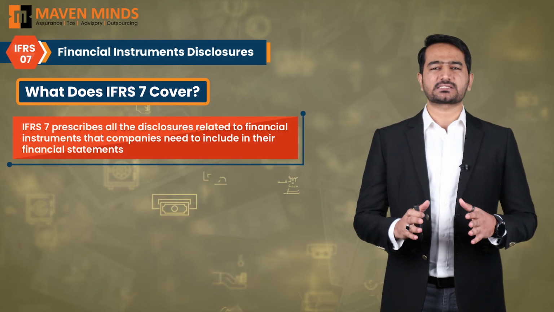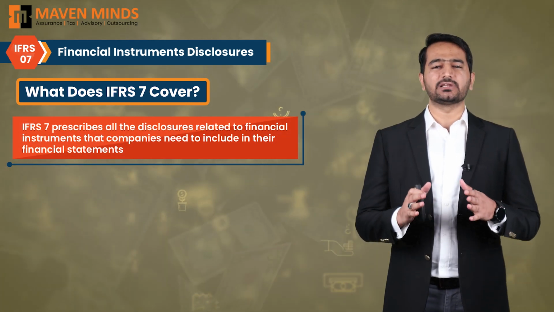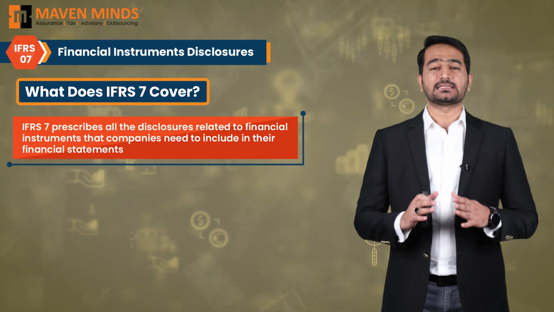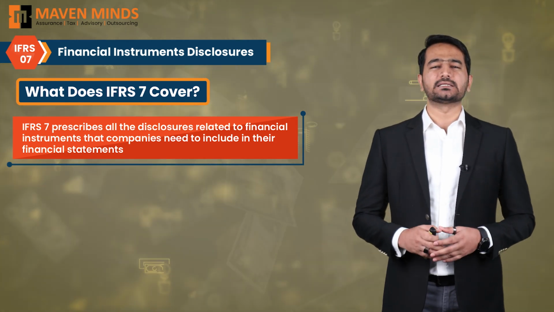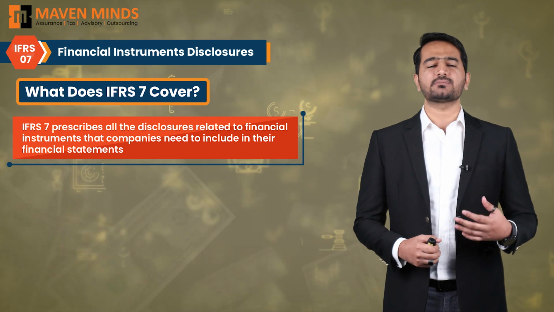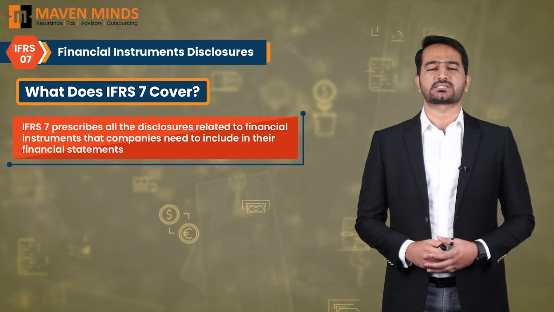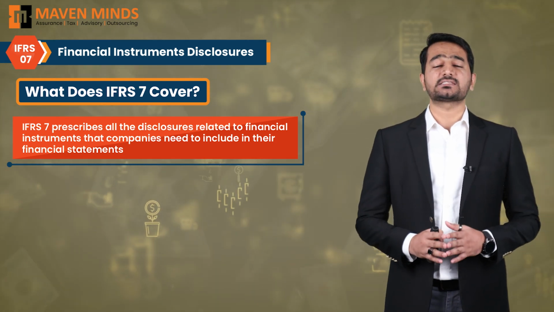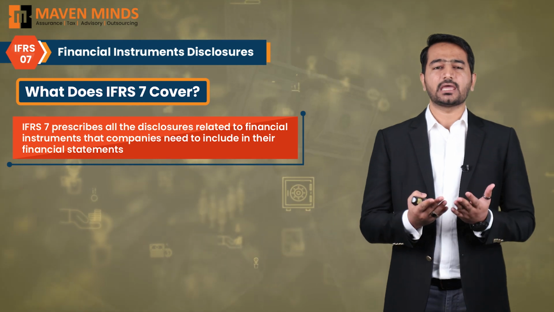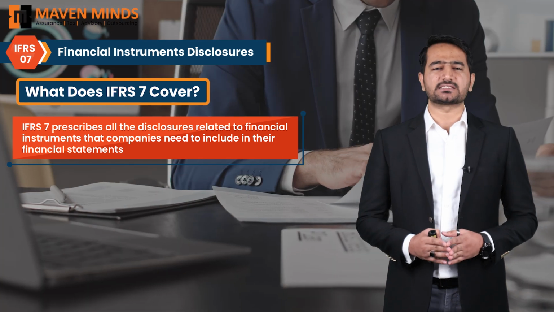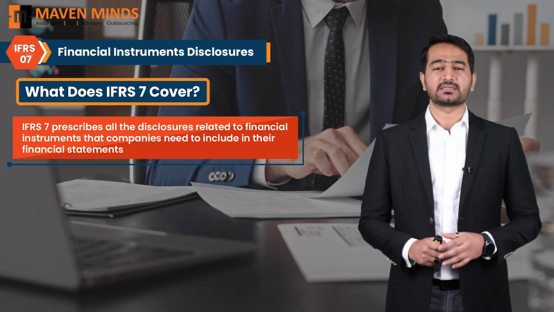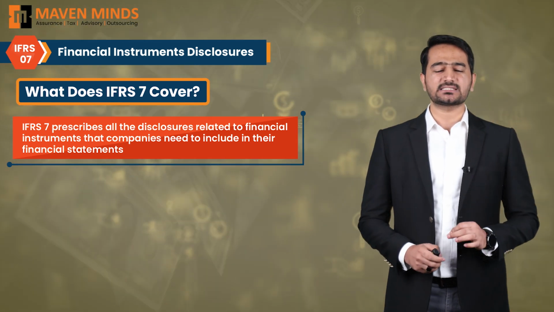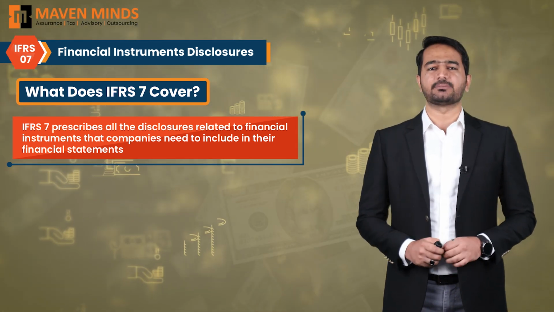Well, what does IFRS 7 cover? IFRS 7 prescribes all the disclosures related to financial instruments that companies need to include in their financial statements, whether in the notes or sometimes on the face of the statements. Essentially, IFRS 7 ensures that anyone reading the financial statements gets a full understanding of the company's financial instruments, especially their significance and the risks they carry.